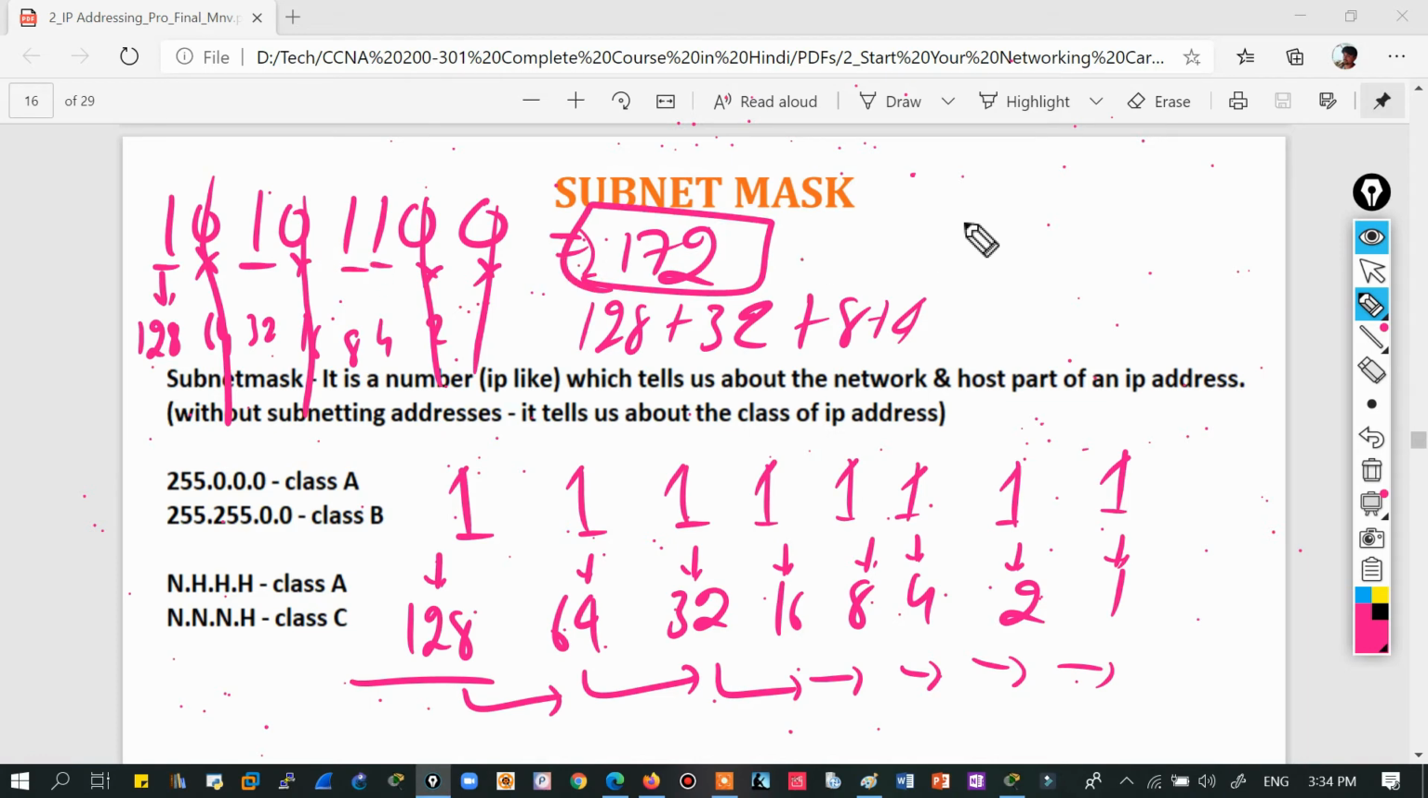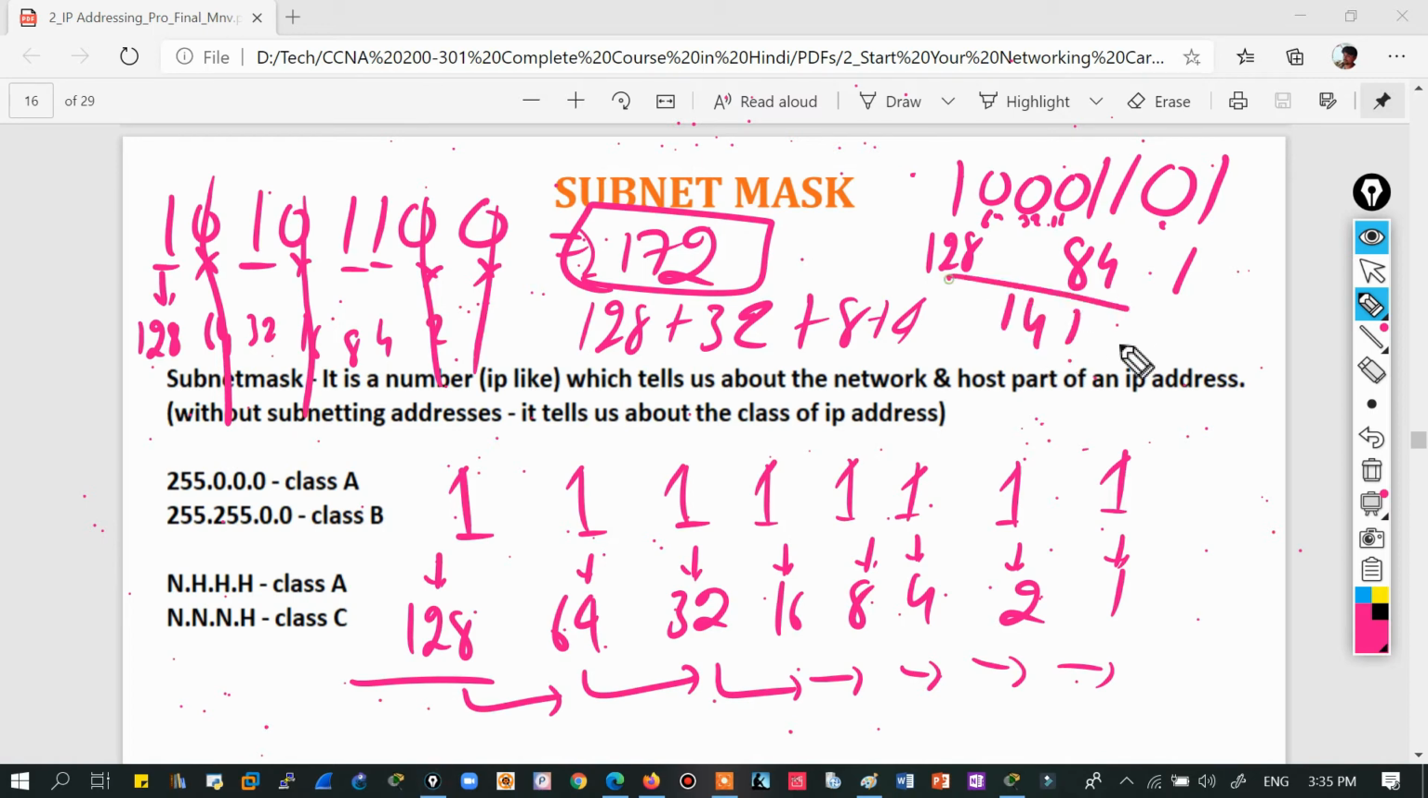In the same way, let me convert 1 0 0 0 1 1 0 1. So this is the first number, 128, 64, 32, 16. This is 8, then 4, 2, and this is 1. So 128 plus 8 is 136, plus 4 is 140, plus 1. So this number should be 141. This is how you convert from binary to decimal number.